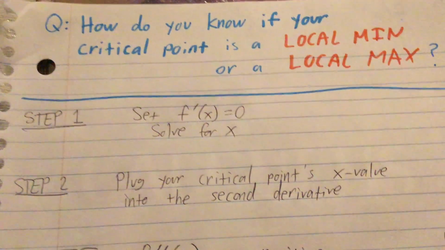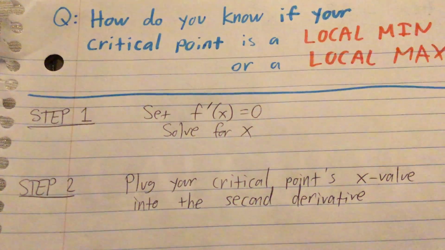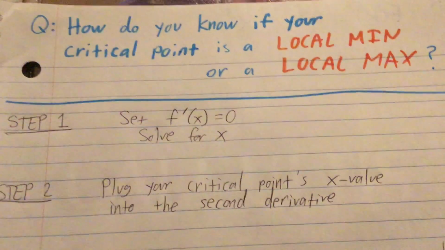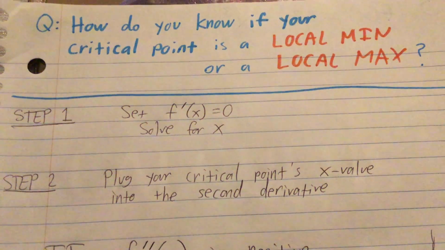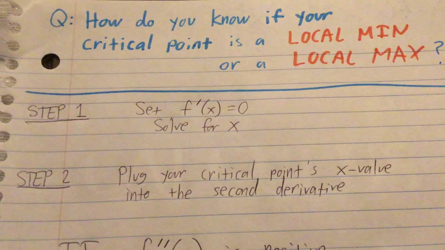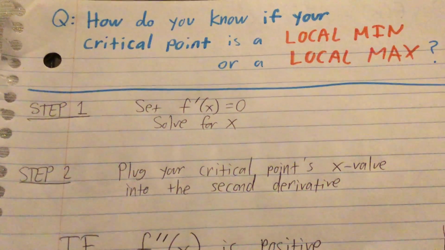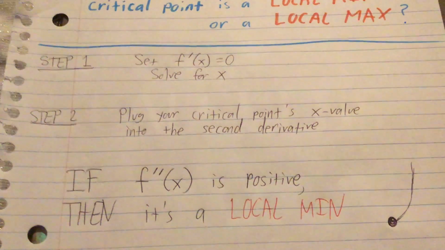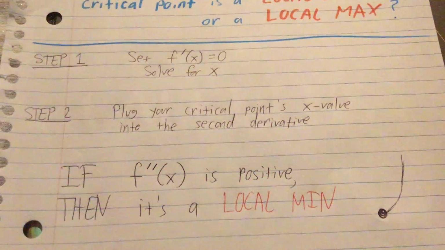Okay, so I don't know about you guys, but I certainly prefer the second derivative test over the first derivative test. It's much faster. So the big question, again, how do you know if your critical point is a local min or a local max? Well, step one, set f prime of x equal to 0 and solve for x. That determines whether your point has a horizontal tangent line. Now, you want to figure out whether it's a local min or a local max. So you plug in that critical point's x value into the second derivative function. In other words, you use the acceleration to predict the velocity.